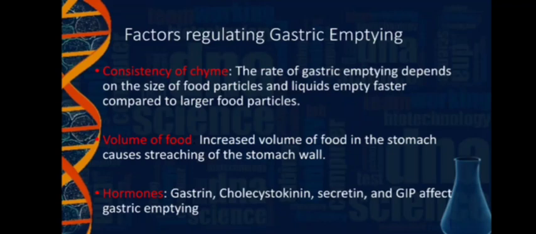First one is consistency of chyme. The rate of gastric emptying depends on size of food particles, and liquid empties faster compared to larger food particles. Next is volume of food. Increased volume of food in the stomach causes stretching of the stomach wall. Next is hormones. Gastrin, cholecystokinin, secretin, and GIP affect the gastric emptying.